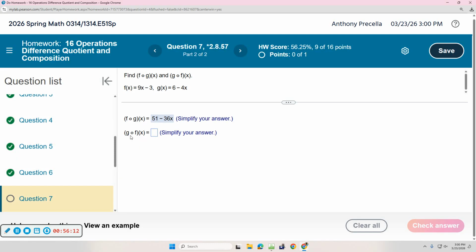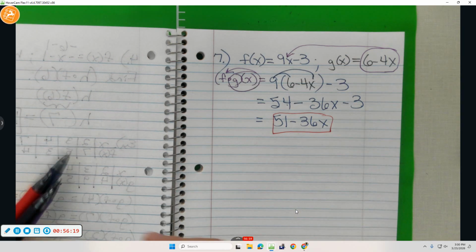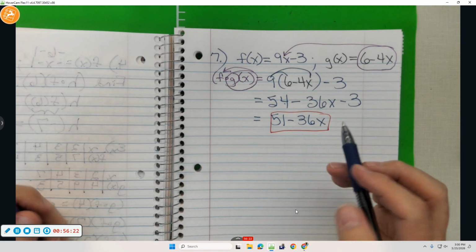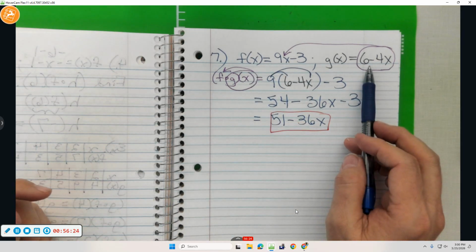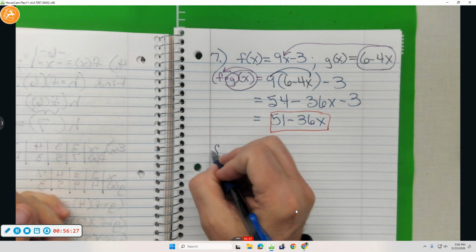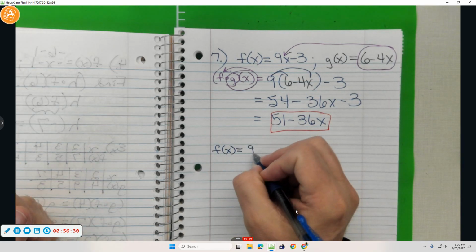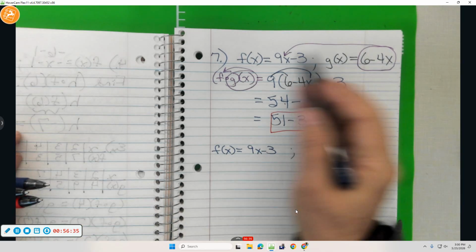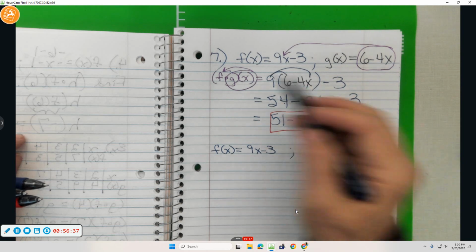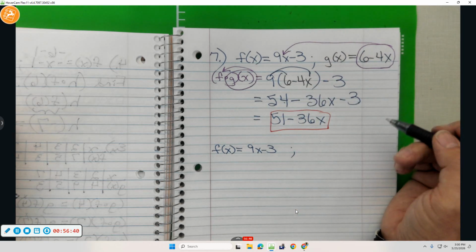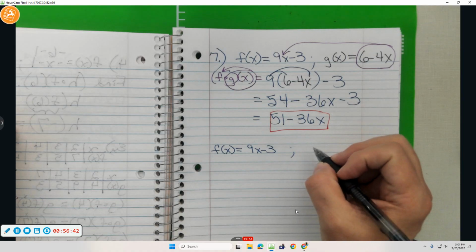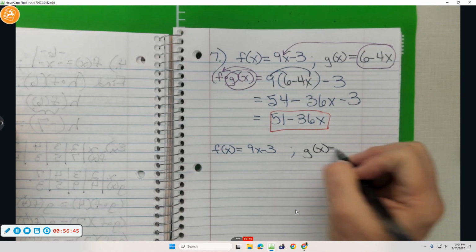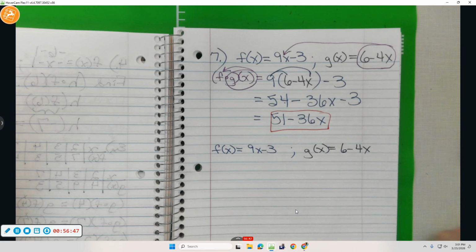Now they want us to go the opposite direction, g composed with f of x. And here's my advice to you. Rewrite the functions each time. I'm going to rewrite f of x. It's just easier to see what's happening if you start off with the functions, rather than trying to use the same written ones, saying oh, you're taking this and plugging in over there. Too many ovals and arrows for my liking. Rewrite the function each time.